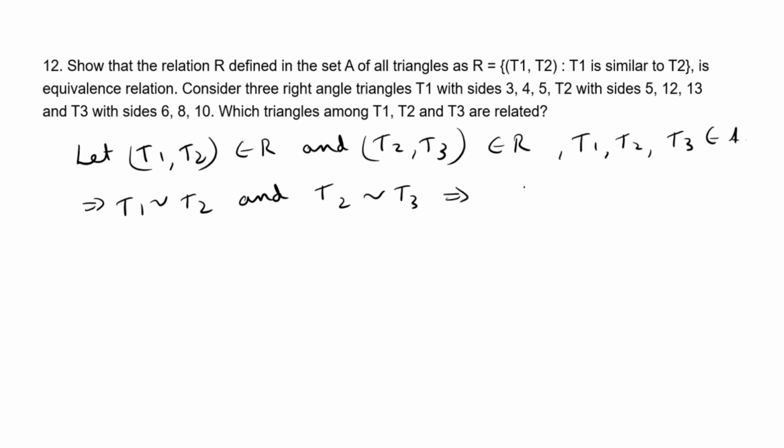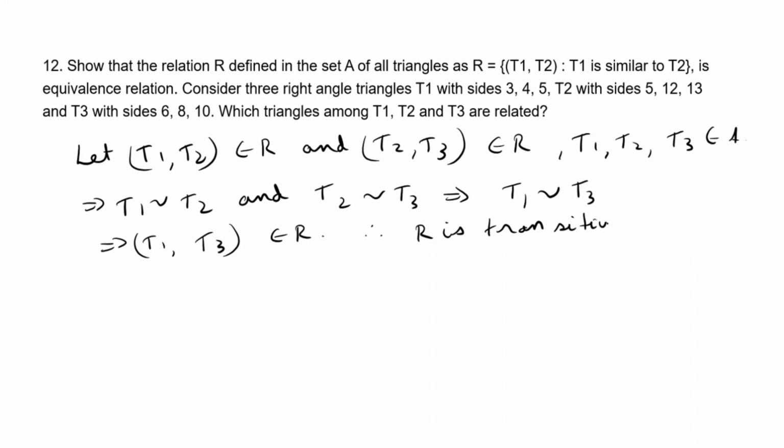So this implies T1 is similar to T3. So when we have T1 similar to T2 and T2 similar to T3, then T1 will be similar to T3, which means T1, T3 belongs to R. Therefore, R is transitive. So we got R is reflexive, R is symmetric and R is transitive, which means R is an equivalence relation.